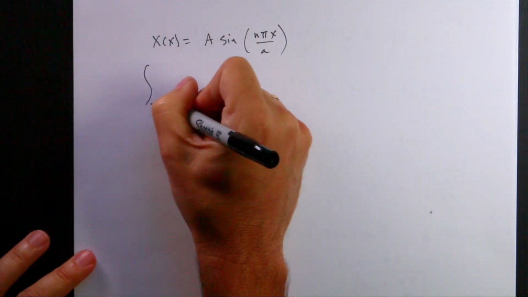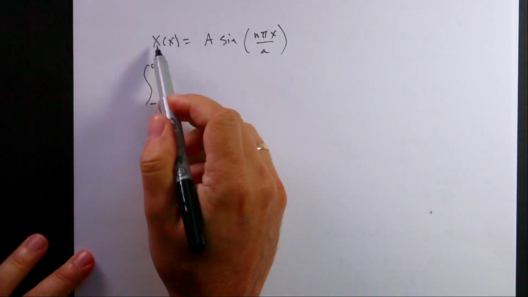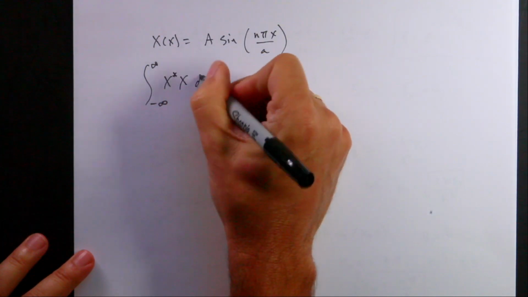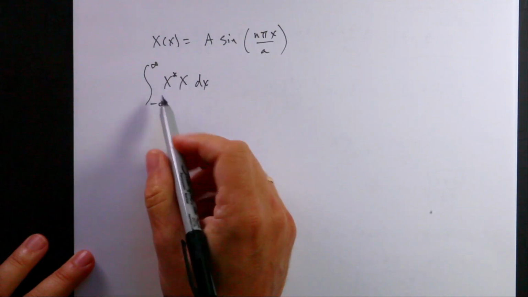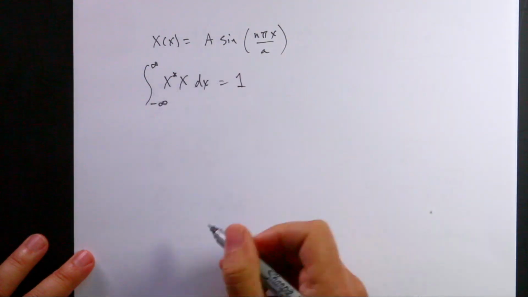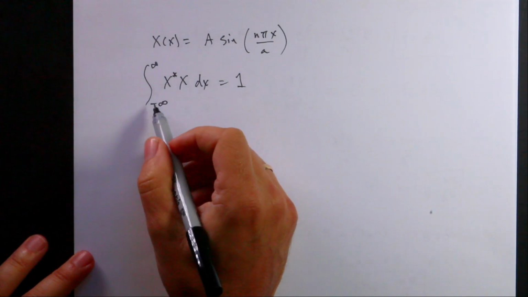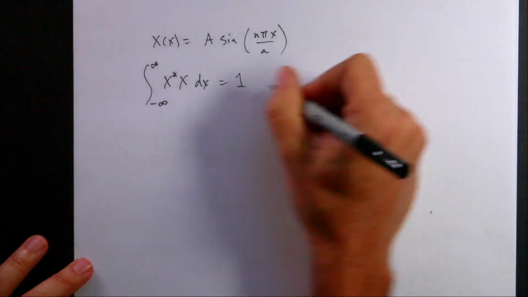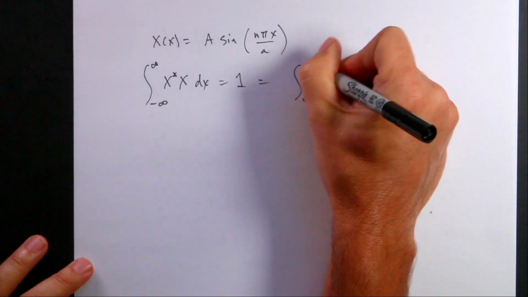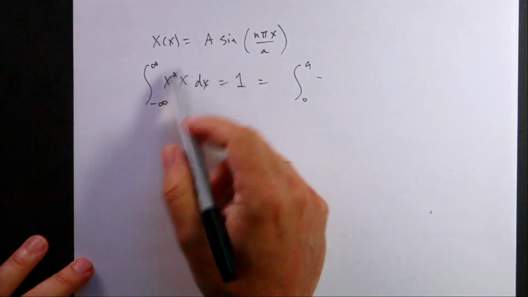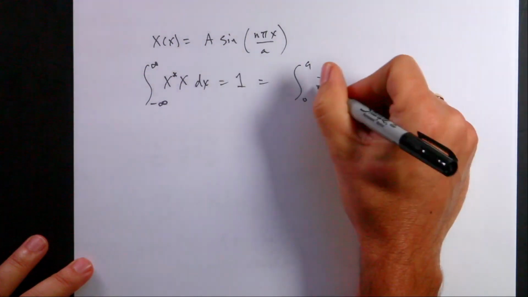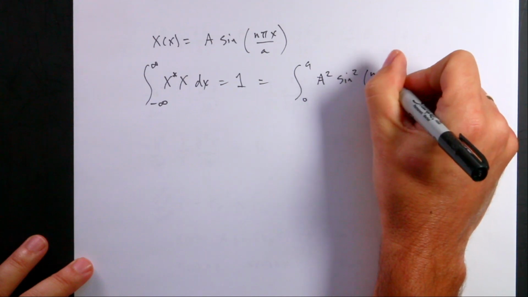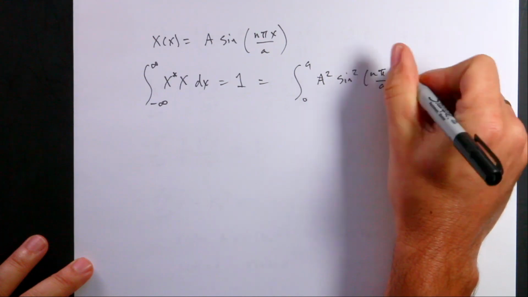If I integrate from negative infinity to infinity the probability density, which would be X star X dx, I have to get 1. I know that from negative infinity to 0 there's no wave function, and from a to infinity there's no wave function. So this is actually equal to the integral from 0 to a of A squared sine squared n pi x over a dx.